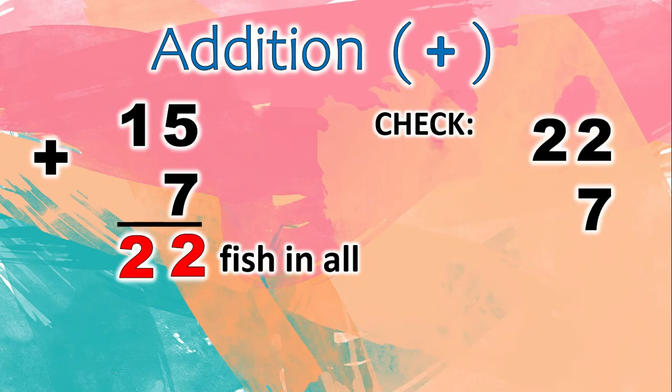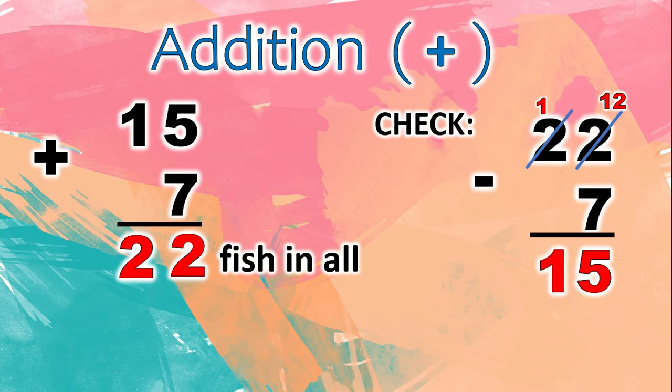And to check your answer, you just have to subtract upward. So we have here 22 minus 7. Again, we have the regrouping. So 2 will become 12, and here 2 will become 1. It's the same process. And the answer would be 5, and bring down 1. So we have here 15.